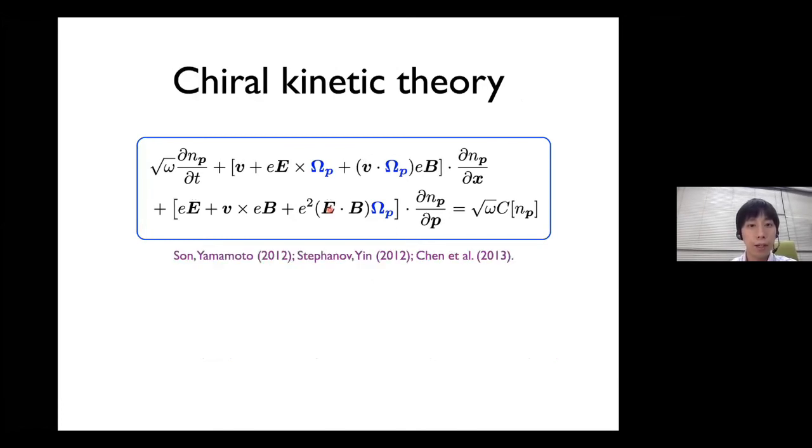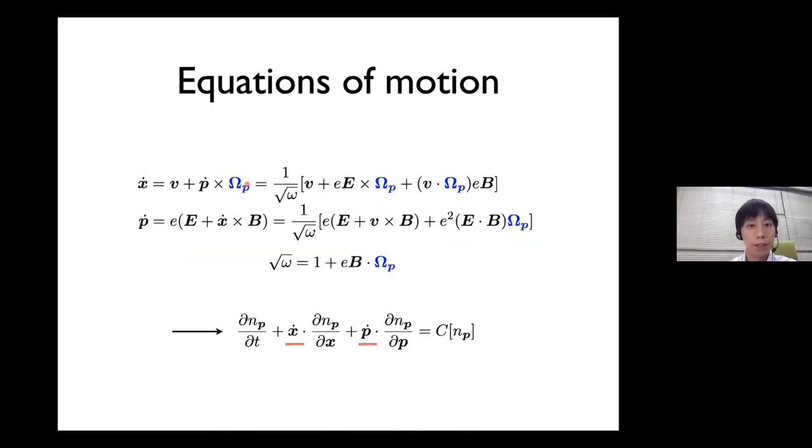So what we have done here is a kind of semi-classical description of the equation of motion for a quasi-particle by using this correction of the Berry curvature.